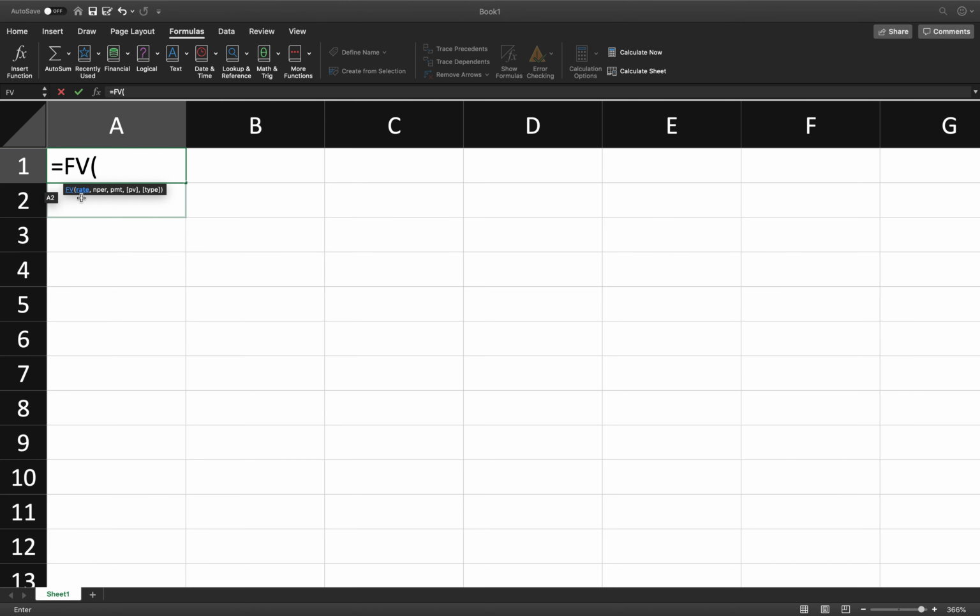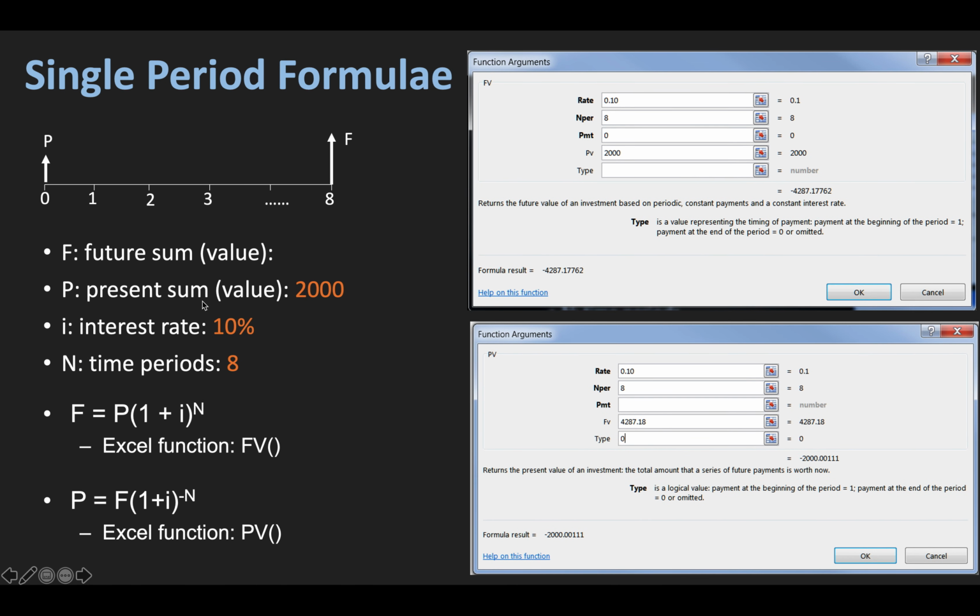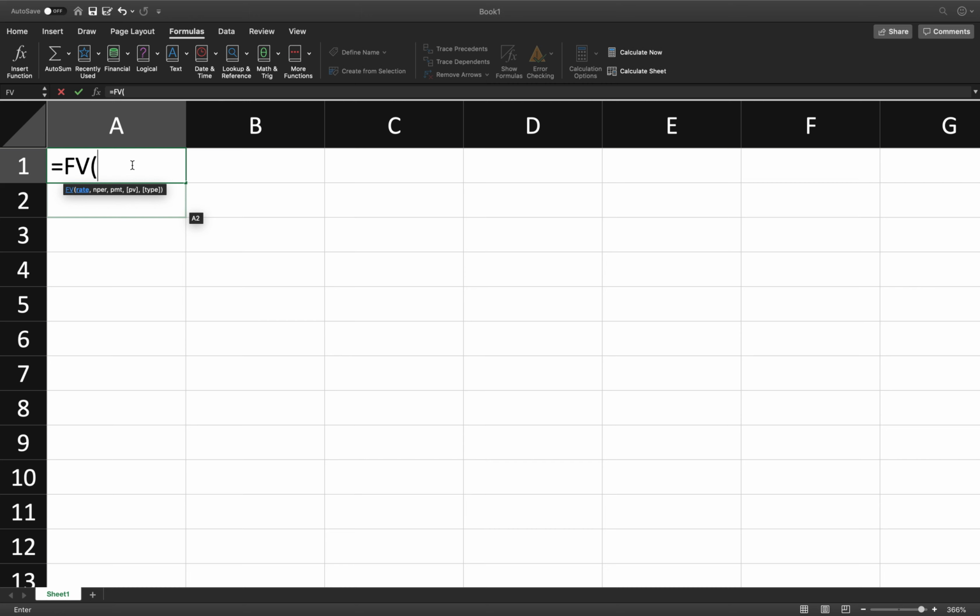You can see that it allows you to input rate, number of periods, cash flow, present value, type, all those kinds of things. Here we only need to worry about the information we have: present value, interest, and number of periods. So that's what we're going to do. The rate is 0.1, that's the interest rate. Period, 8. PMT, we don't have that information.